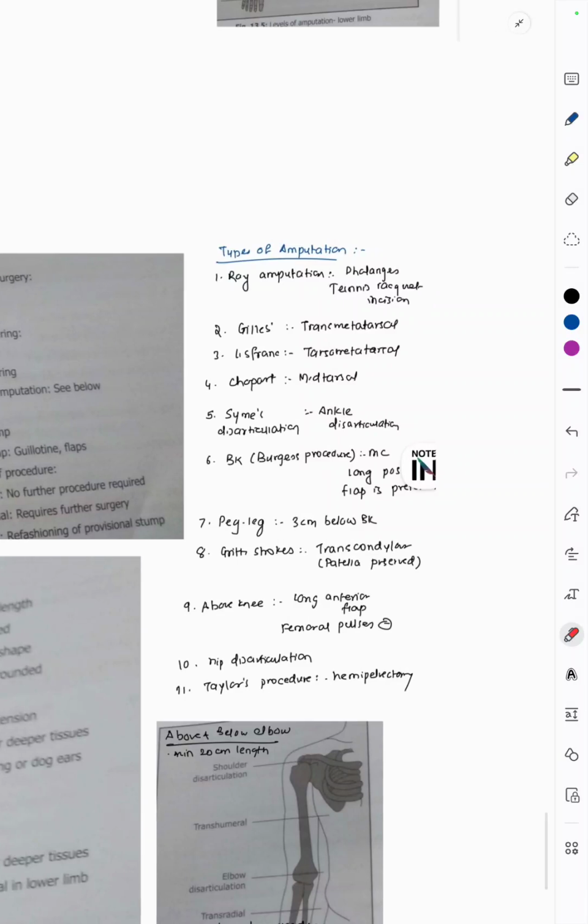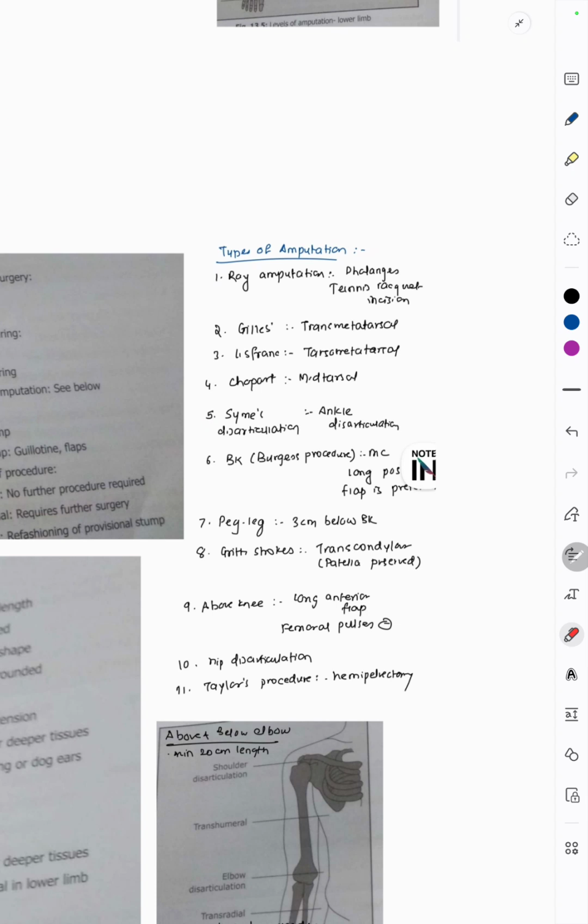Then the types of amputation: ray amputation, that is done where multiple phalanges are involved, metatarsophalangeal, tennis racket incision. Then Gillies is called transmetatarsal, or tarsometatarsal is going to be the Lisfranc amputation. Chopart's amputation is the mid-tarsal. So ray is metatarsophalangeal, transmetatarsal is Gillies or ray excision. Then Lisfranc, wherein there is a transmetatarsal and tarsometatarsal, and in case of Chopart's it is mid-tarsal. And Syme's disarticulation is of the ankle disarticulation.